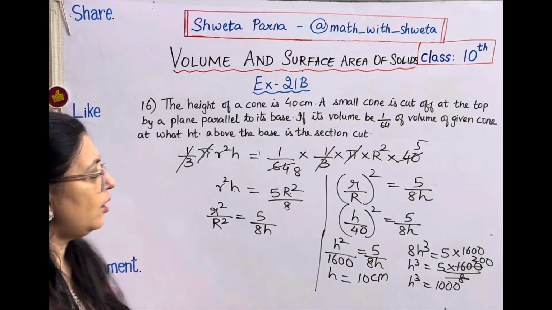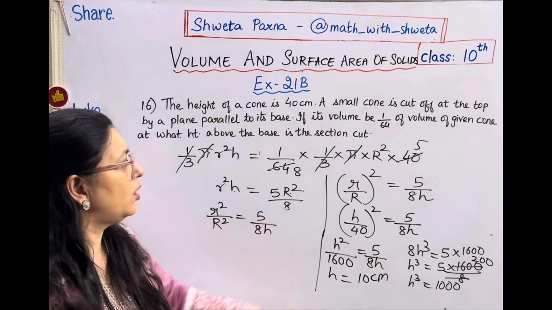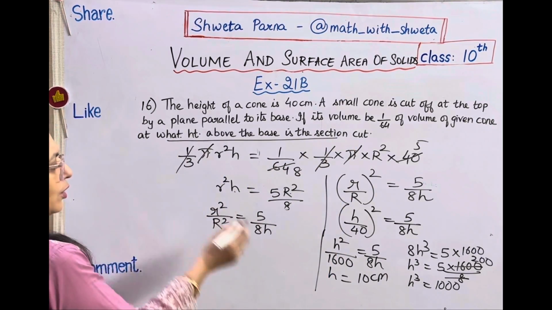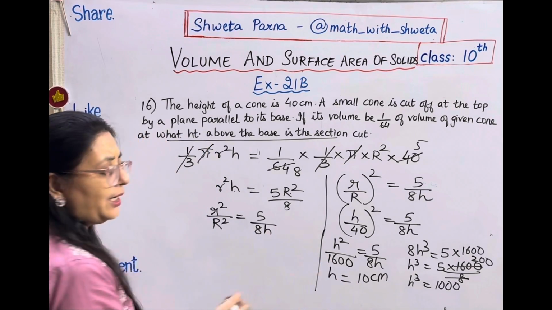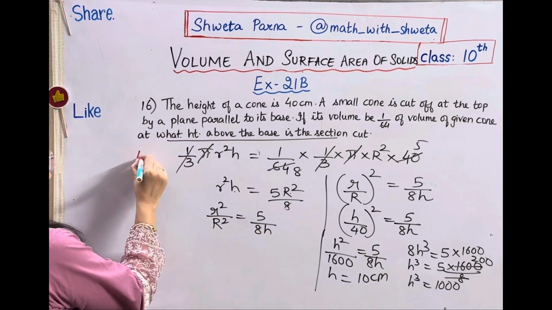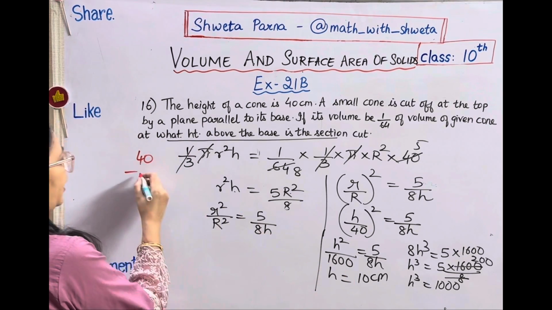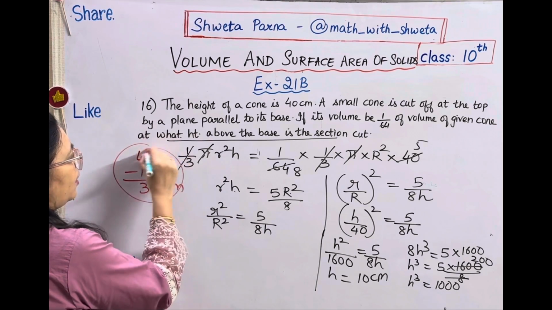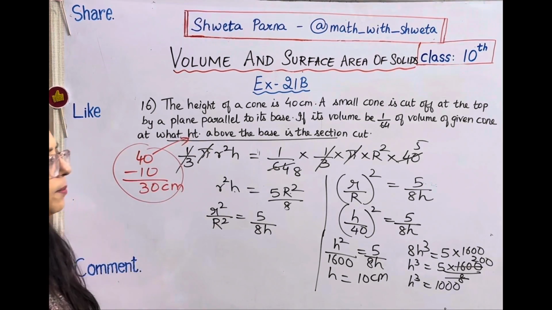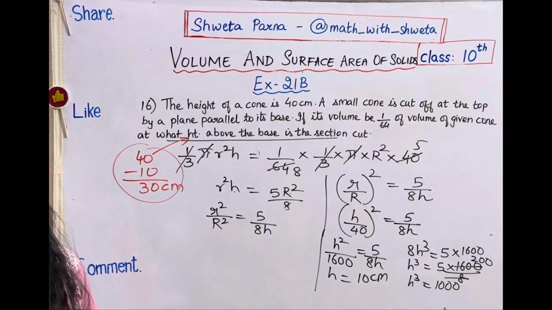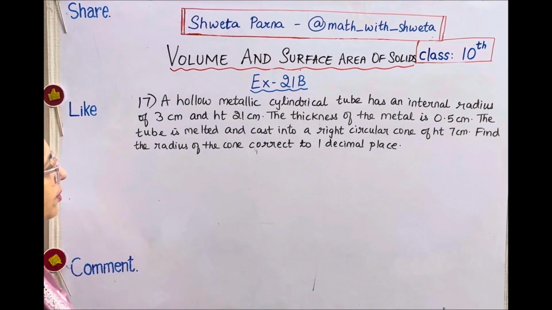So this is the height of the smaller cone. Now what are you supposed to find? Height above the base. Now you got the height of the smaller cone. So height above the base would be the bigger height, which is 40, minus the smaller height, which is 10. So the answer would be 30 centimeter. That would be the height above the base. I hope it's clear, children. Come on, let's go to the next one. Let's go to question number 17.